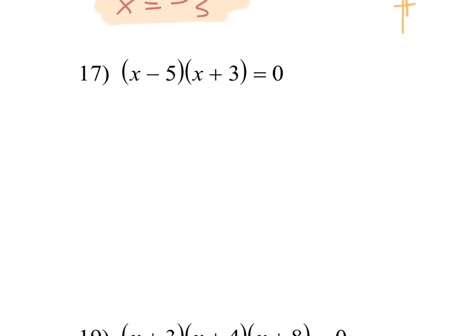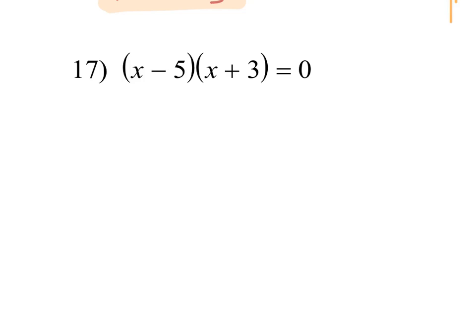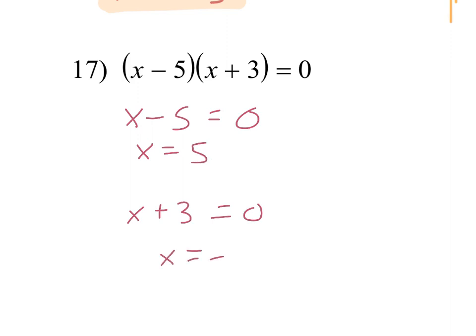So 17. What do we do first? X minus 5 is 0, x plus 3 equals 0, and then x equals 5, and then x equals negative 3. Perfect. We get x is equal to 5 and x is equal to negative 3. Awesome. Now we need to draw a graph.